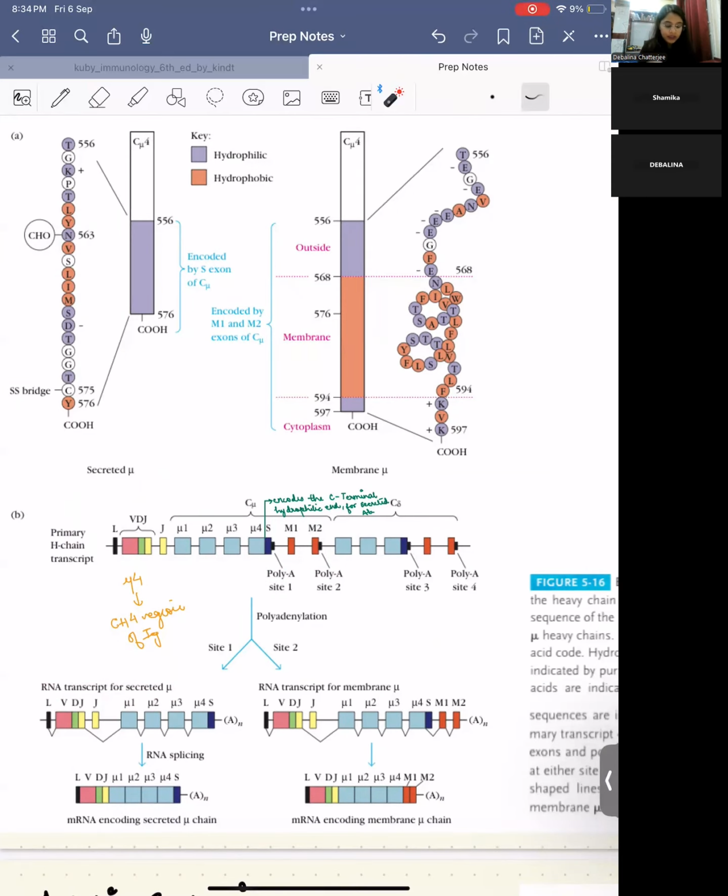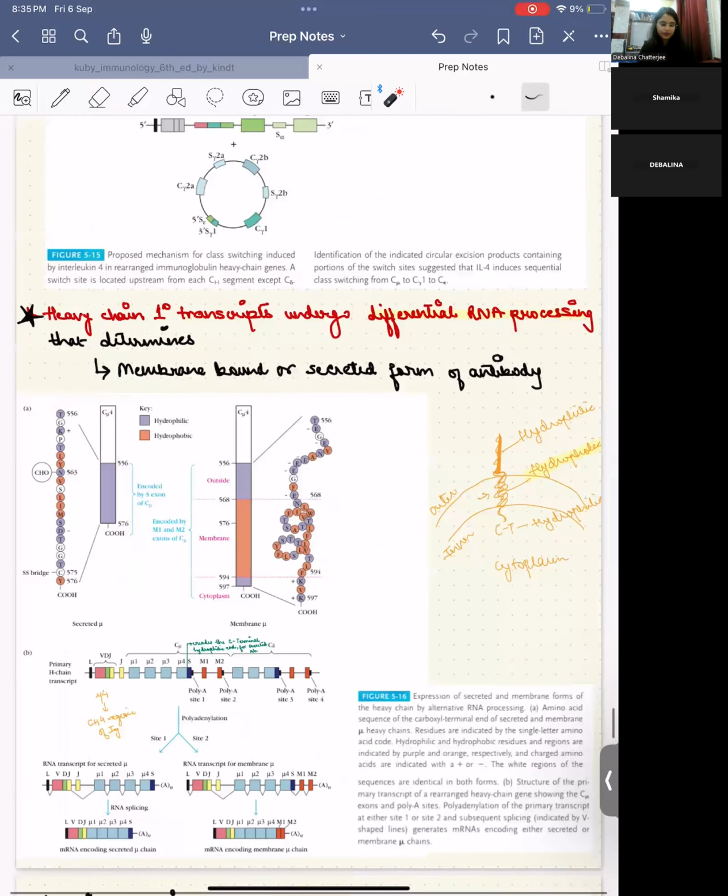But if the RNA processing happens such that the poly A is added after the M2 region, if this poly A site is picked up, then ultimately we have a transcript that has M1, M2, which is the transmembrane, which is going to get translated into the hydrophobic amino acid residues that eventually make up the transmembrane domain of your membrane-bound antibody.